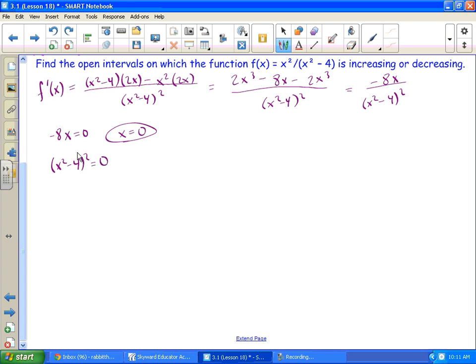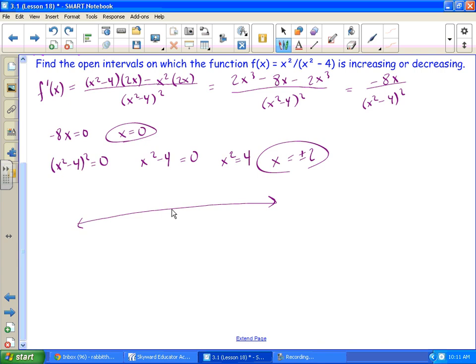Now to solve this, some people tried to multiply this out, and that gets kind of messy. What I would do is square root both sides, because if I square root this side, I get x squared minus 4, and square root the right side, I just get 0. Then I can add my 4 over and take square root, and what do I get? Plus or minus 2. So these are my undefined points. So these are the 3 points that really set up my intervals, right? So you need to have those correct, obviously.